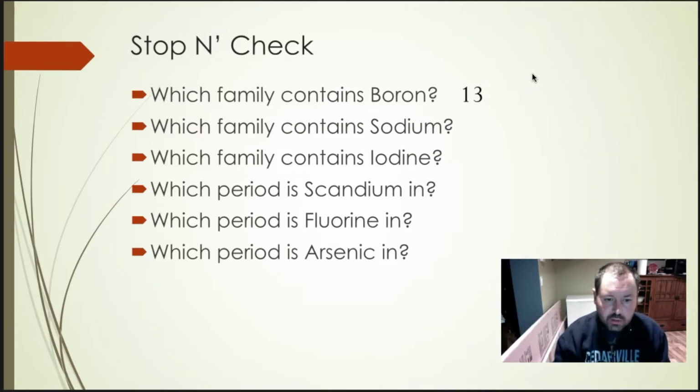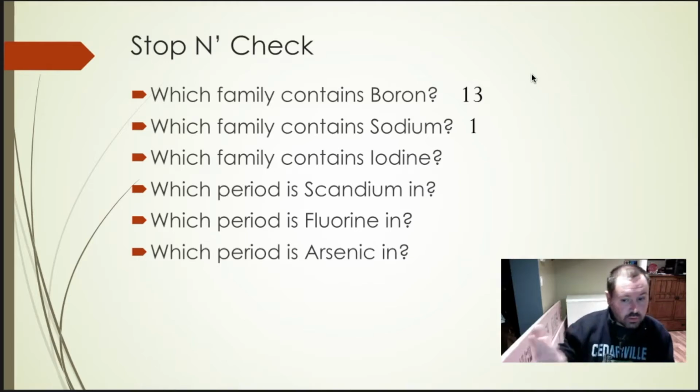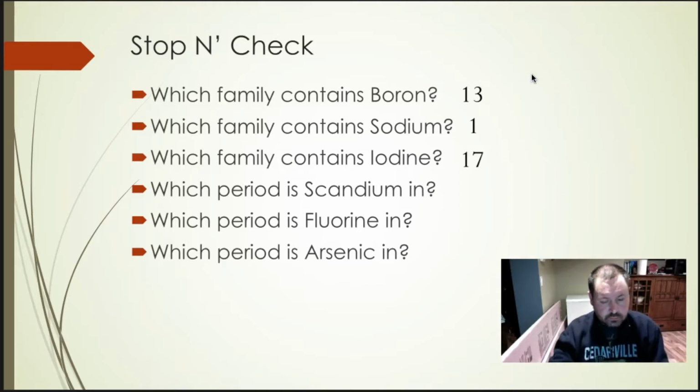Which family contains sodium? Its symbol is Na. It's on the far left side of the periodic chart. I already told you the symbol is Na. It's in family number 1. Which family contains iodine? It's a little bit further towards the right of the periodic chart. Iodine's in family number 17.